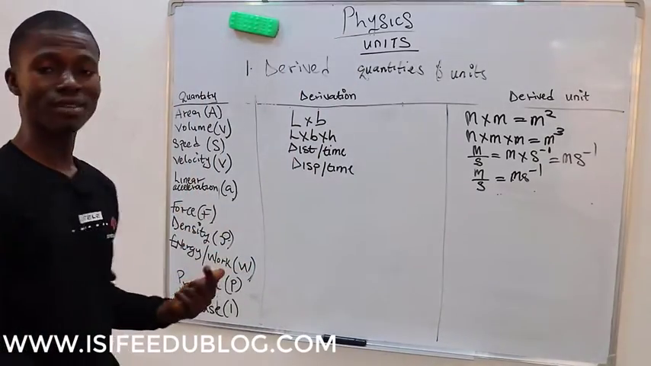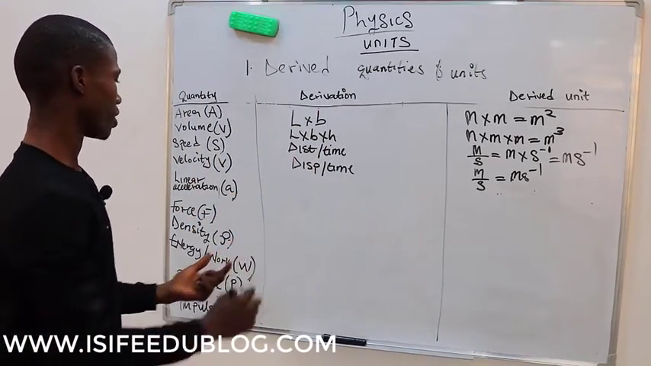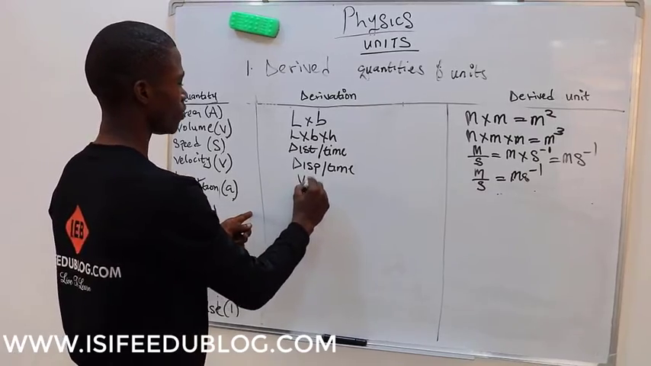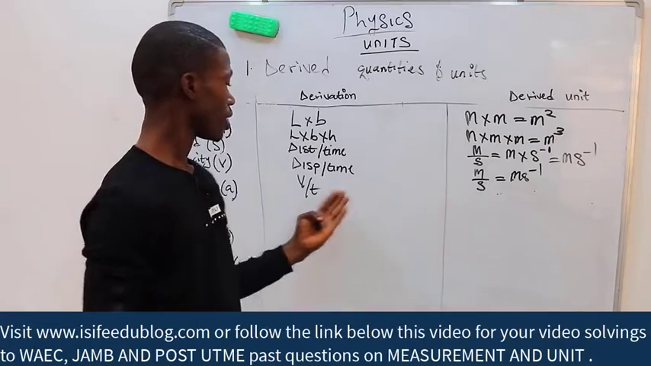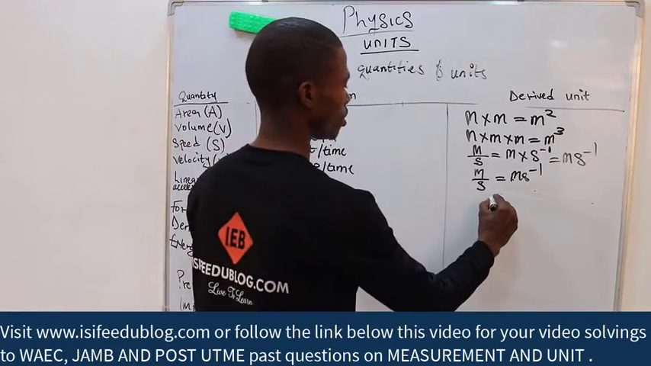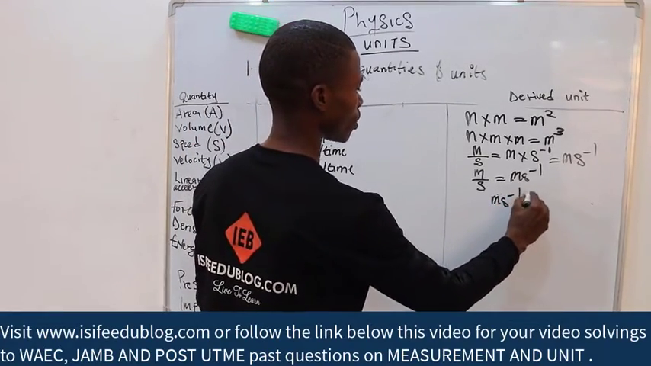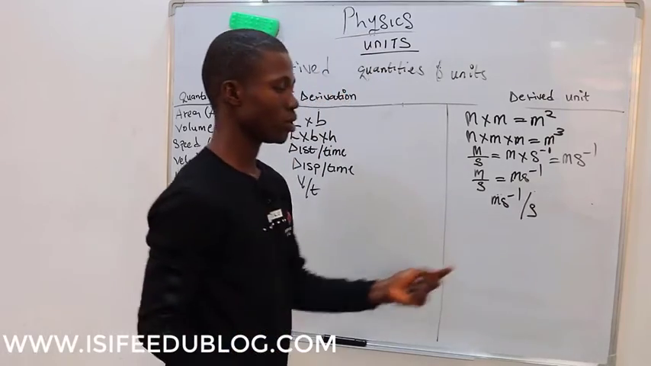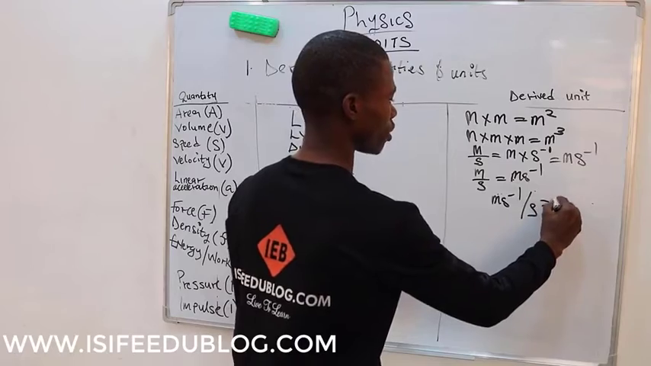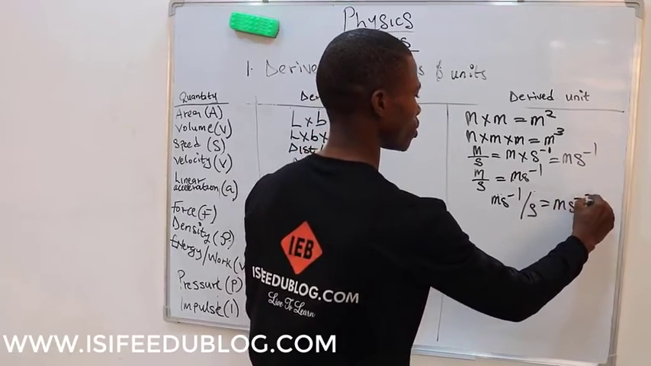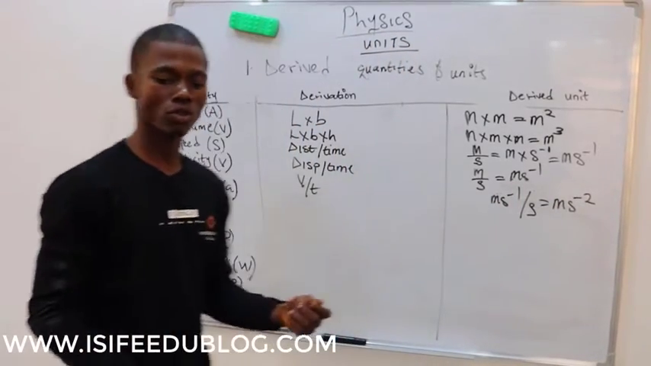The next is linear acceleration, which is velocity over time. Velocity, as we know, is meter per second. Time is second. So this is meter per second all over second. When this second comes up, it will take minus 1, and this will give us m s^-2. That is meter per second squared.